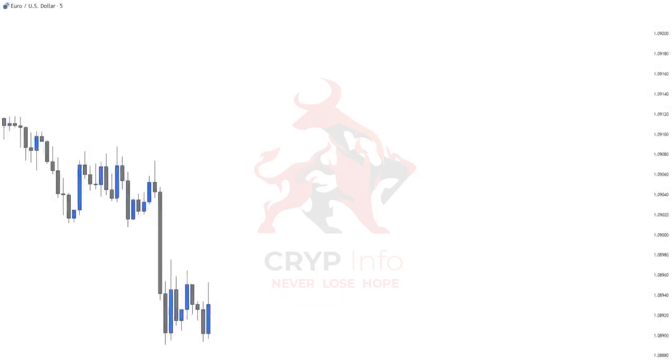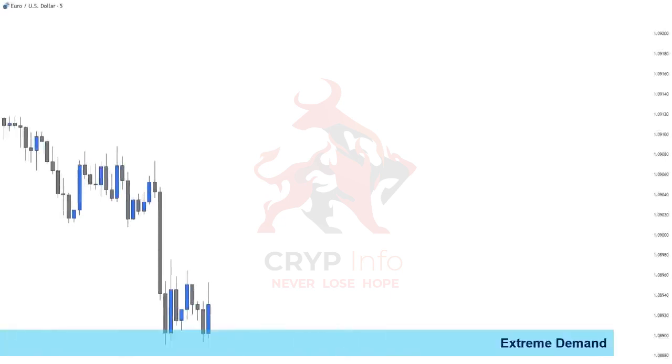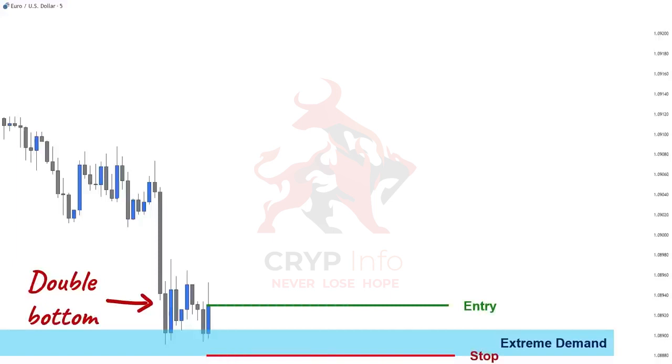Here on the euro-dollar 5 minutes, the price has tapped into a major level of structure, which could be a turning point for the current downtrend. Then the only thing we need to enter the long position is this double-bottom chart pattern, which indicates that a possible reversal is coming. We set our stop below the swing low and target the next level in front of the price on the higher time frame.